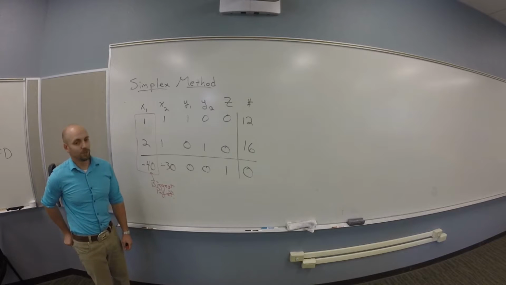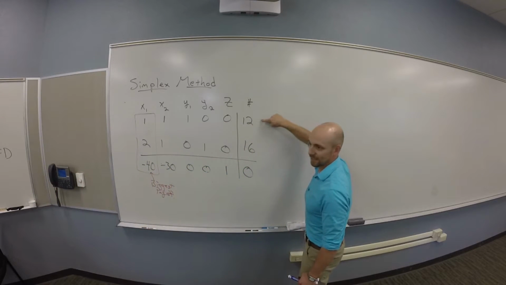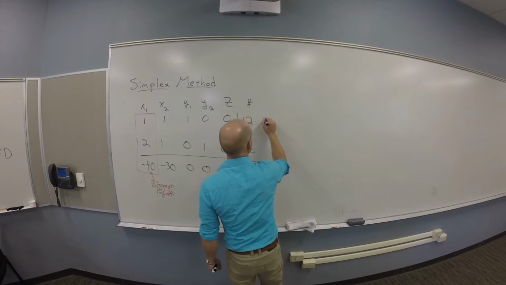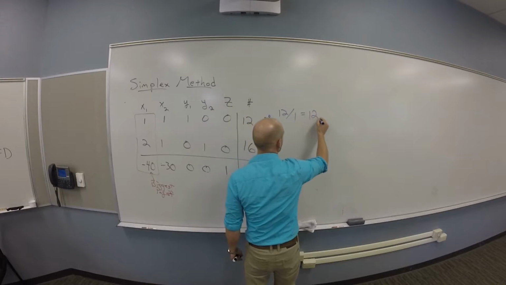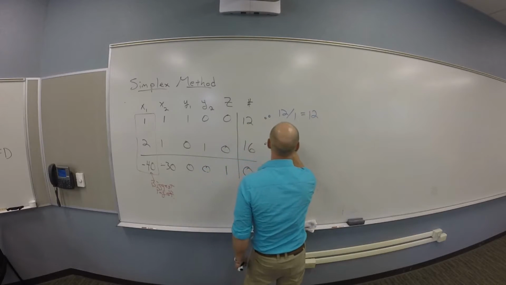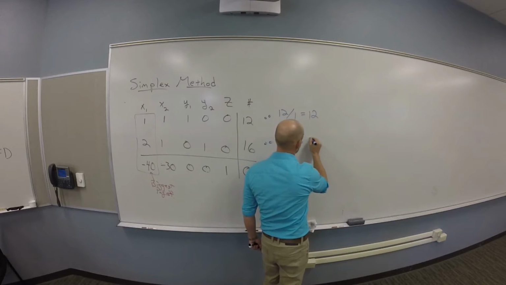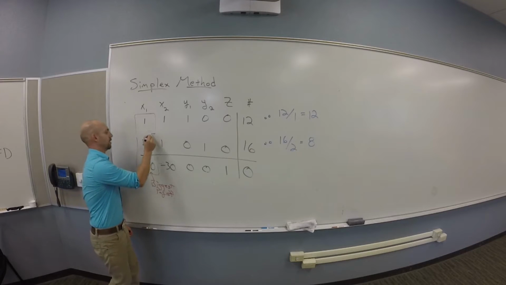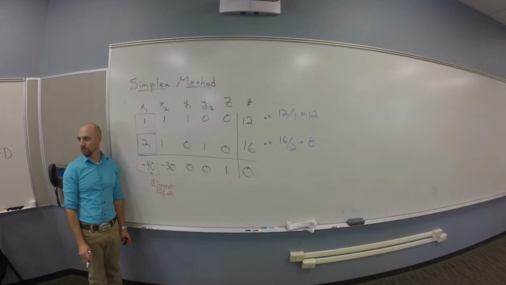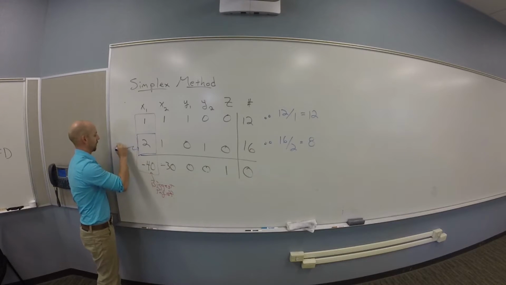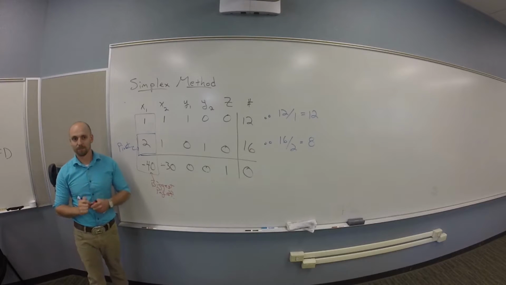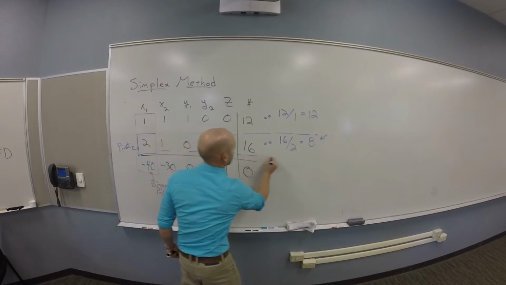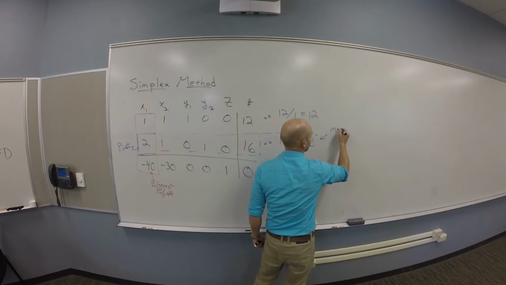And the way you do that is you take this and divide it by that. So I'm going to look at this and I'm going to think 12 over 1 is 12. I'm going to look at this and I'm going to say, okay, 16 over 2 is 8. So 8's the smaller number. So that means I'm going to use this as my pivot. You guys see that? So the smallest of these makes this row, right? The most constraining constraint.